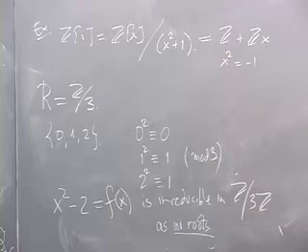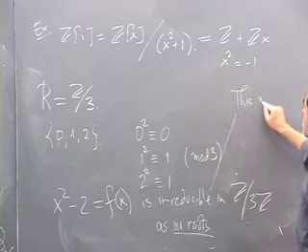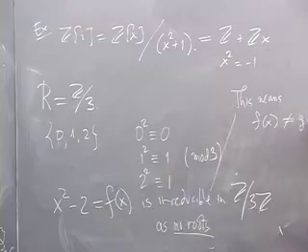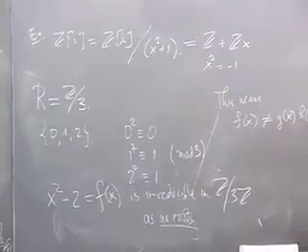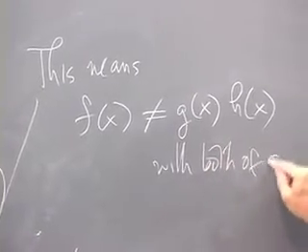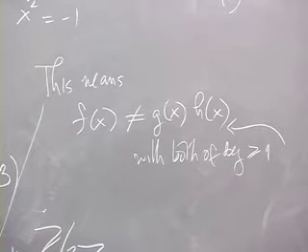Irreducible has got to mean not a product of 2 smaller polynomials, the same way that a number is prime if it's not a product of 2 smaller numbers. So irreducible means f of x is not equal to g of x times h of x with both g and h of degree bigger than or equal to 1. That's what I mean by an irreducible polynomial. It doesn't factor into the product of smaller polynomials.